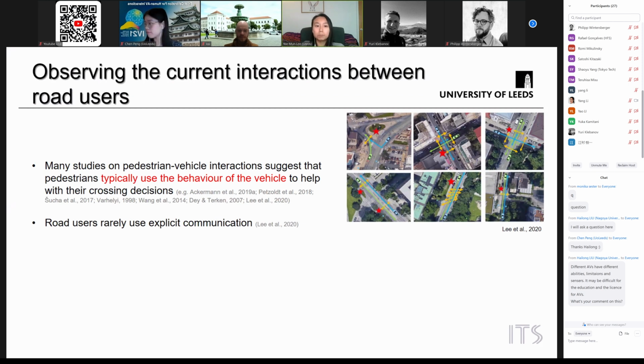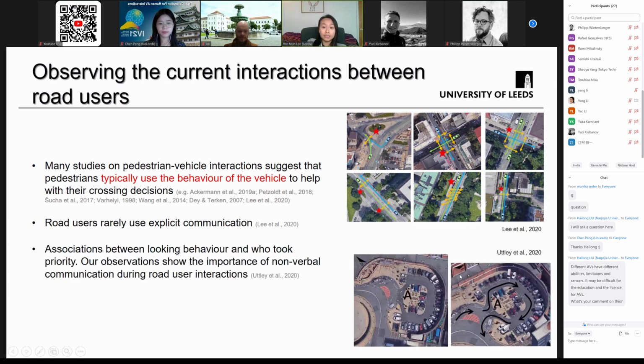Within Interact, we tried to observe in 6 different locations in 3 different countries, including Leeds, Germany, and Greece, Athens specifically, over thousands of cases of interactions between pedestrians and drivers. What we've seen, at least on this 50 kilometers per hour road in all these junctions, is that road users rarely use explicit communication. We haven't observed much honking, flashing headlights, or hand waves. However, in similar observations in the parking scenario, we did find a bit more non-verbal communication, potentially due to the low speed of the environment.